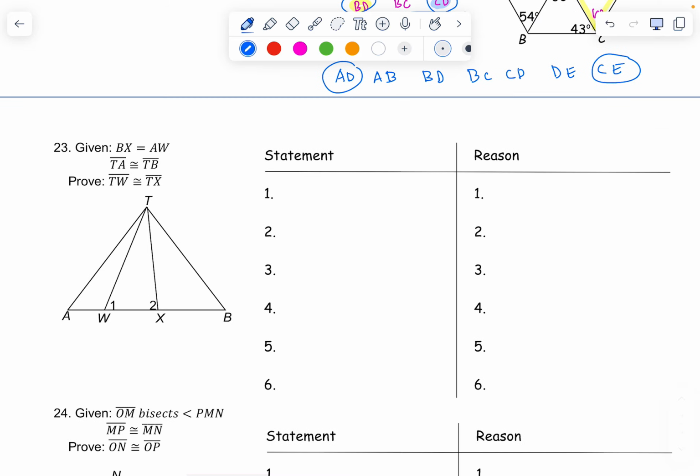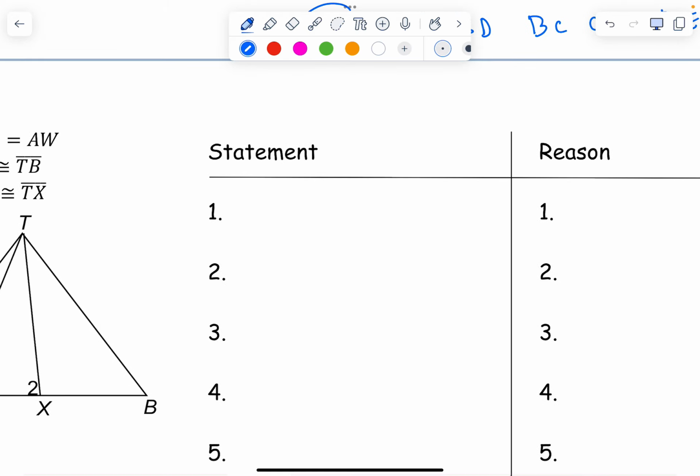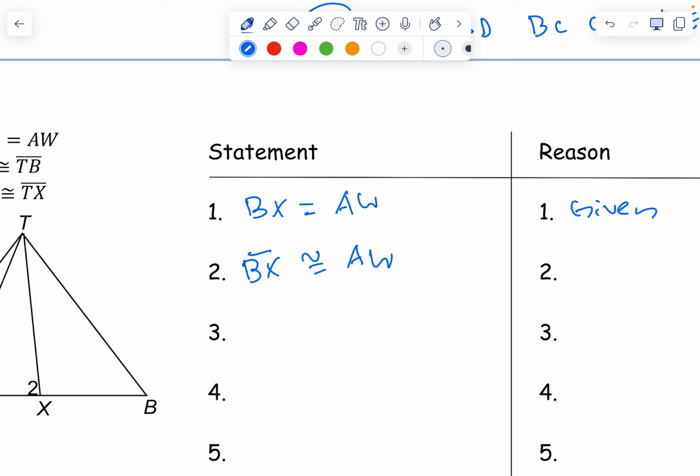Okay, on our two proofs, let's go ahead and write in what we know so far. Okay, Ian, what's the first given? BX equals AW. All right, so we have BX is equal to AW. And that's the reasoning for what? Given. Now, when something is equal to, I need to translate that to what? Congruent to, because I'm looking at pictures, correct? So I'm going to say BX with the segment above is now congruent to AW with the segment above.